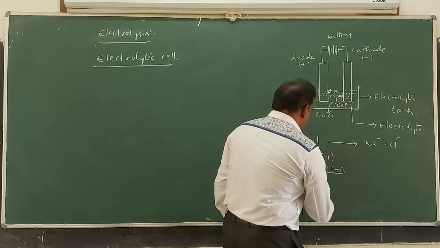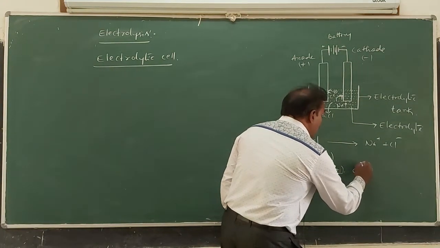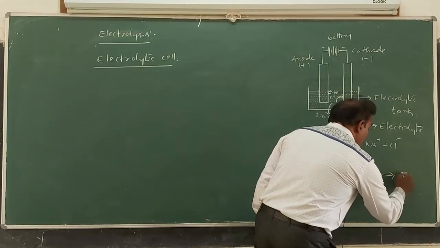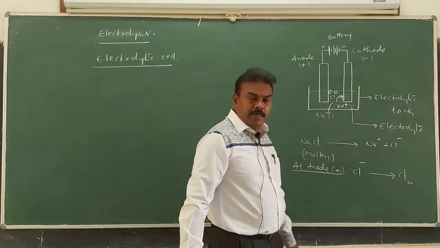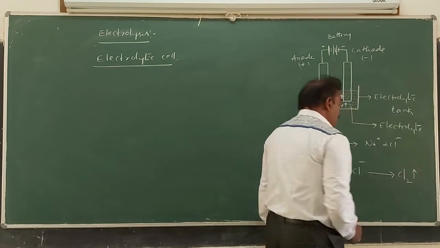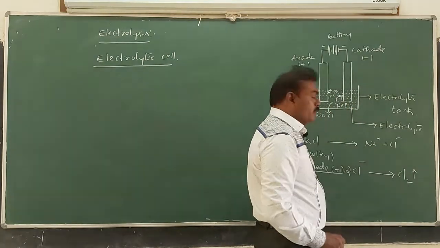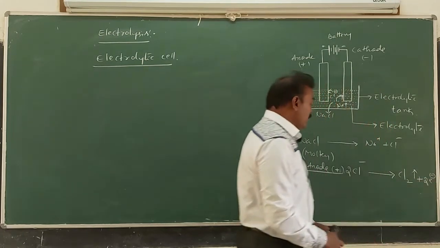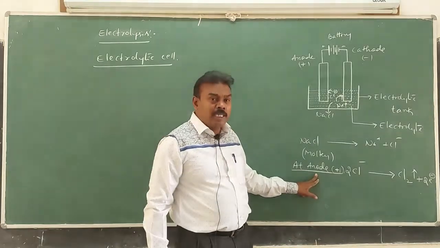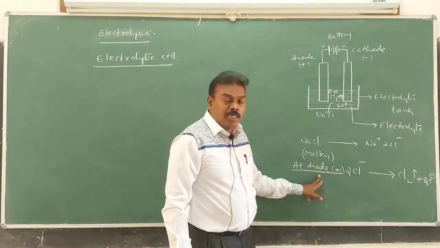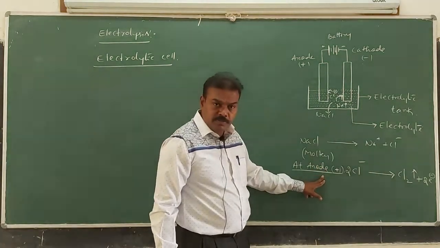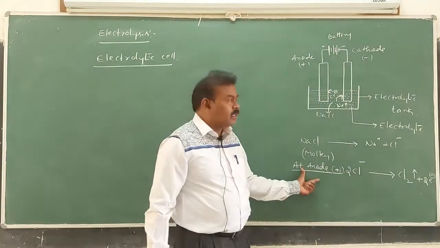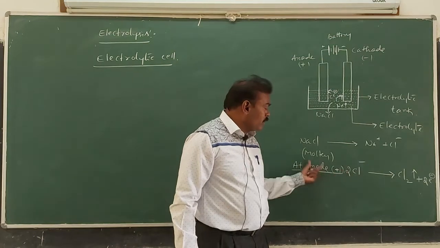At the anode, the anion will be moving, the Cl minus ion. It forms chlorine gas. You take 2 moles of chloride ion, 1 mole of chlorine gas is obtained, and 2 electrons are released. This is the reaction taking place on the anode. This reaction is called oxidation. Loss of electrons is called oxidation. Why is it called anode? The electrode towards which the anion moves is called the anode.